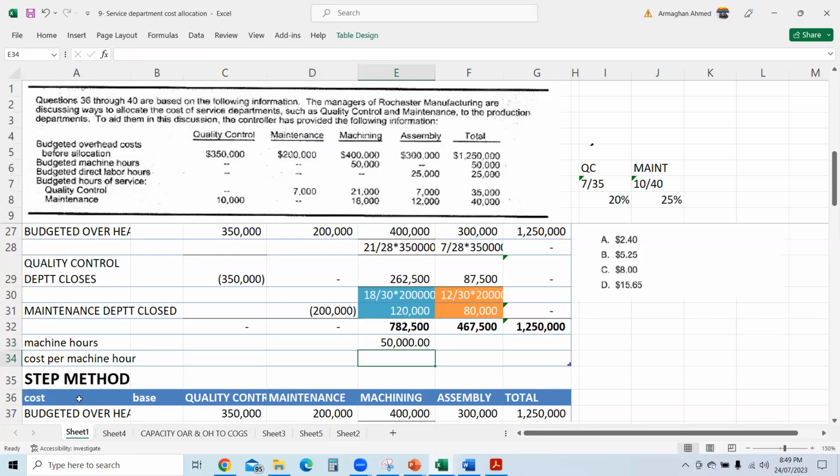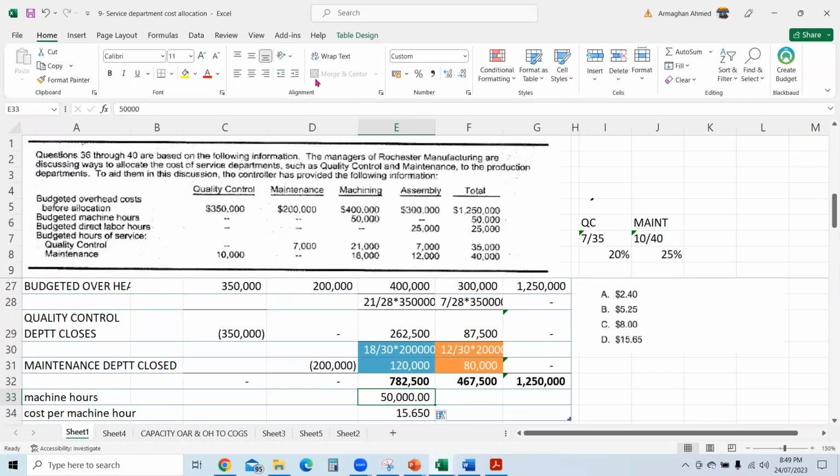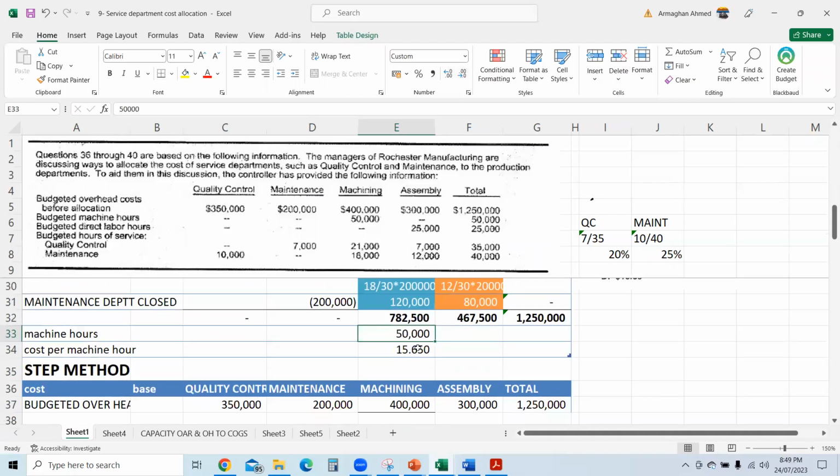So cost per machine hour is equal to 782,500 divided by 50,000. If we divide it by 50,000, it becomes 15.65 per machine hour. Is it clear? Yes, sir. Okay. Next question.